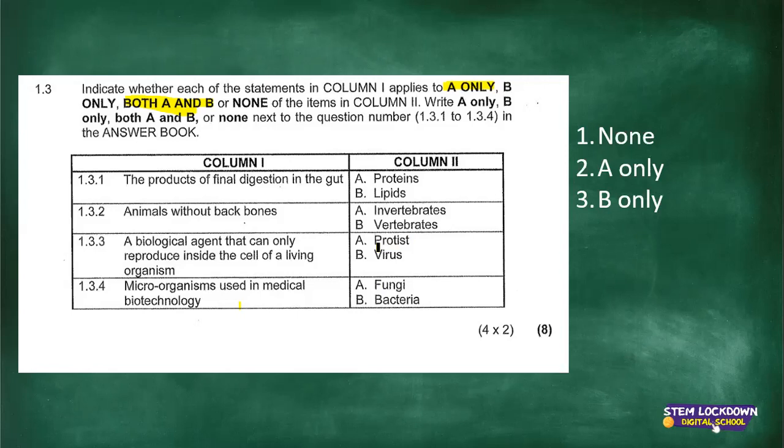So outside the living organism, it cannot survive, right? It cannot reproduce. It can probably survive for a few hours, or maybe a couple of hours, probably 24, you know. But it cannot reproduce. It will just be there outside surviving until it dies off, until it then gets a living host. Then inside the living host, it will reproduce.